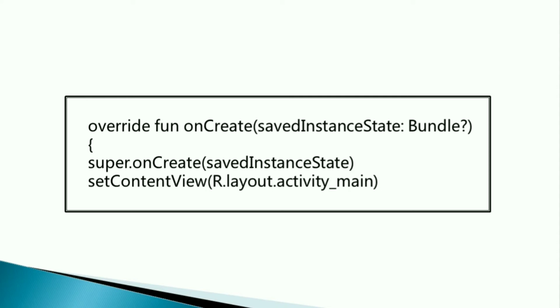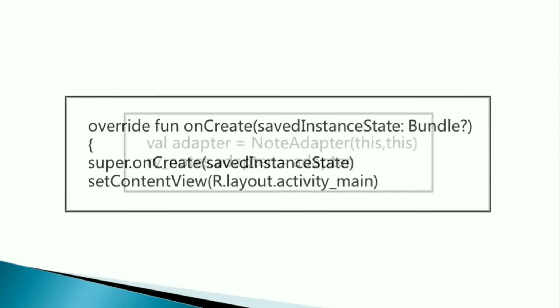The R.layout is an auto-generated class that contains IDs for all resource files in the layout folder. Activity_main is a static final member of the R.layout class, and it represents the layout file activity_main.xml in the layout folder.